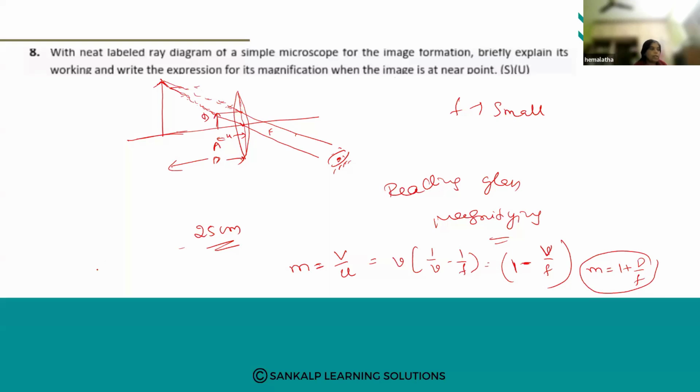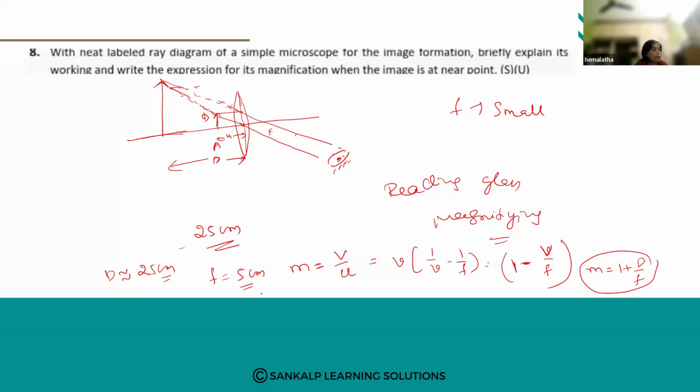This is the formula, and this is the image distance. See, d is 25 centimeters. If you take f, it usually comes out to be 5. If you substitute it here, how much is the magnification?